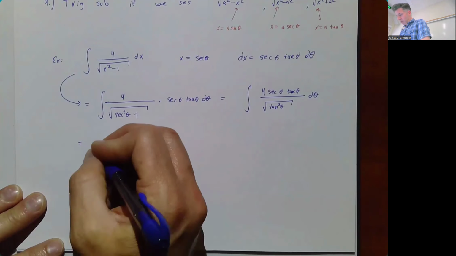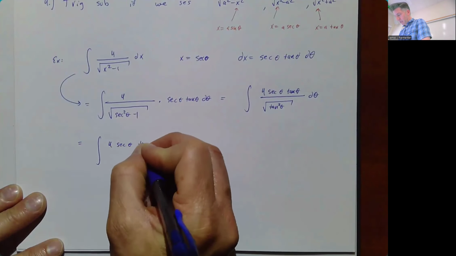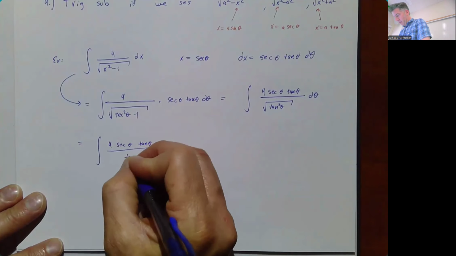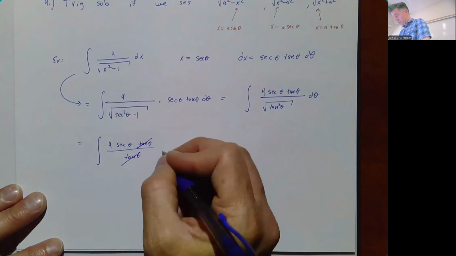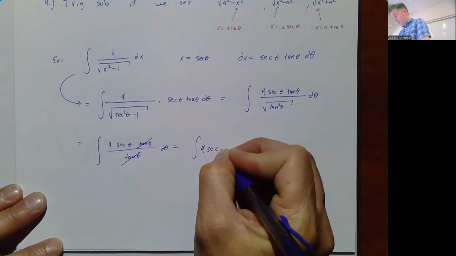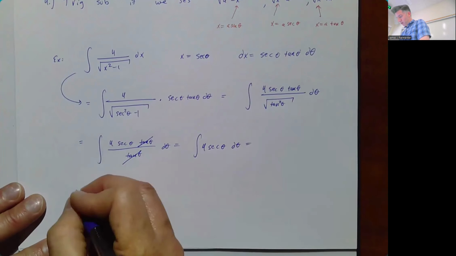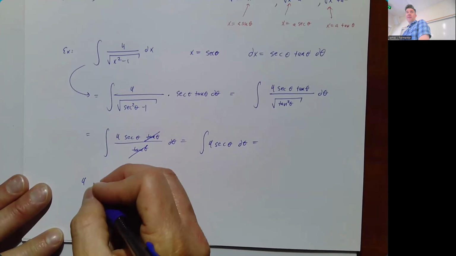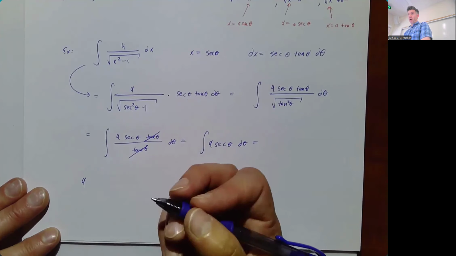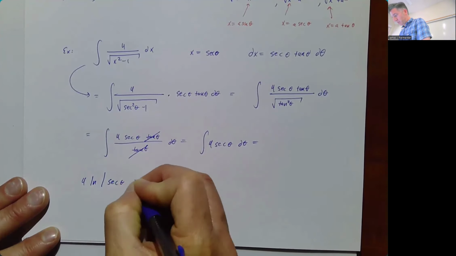So here we're going to get the integral of 4 times secant theta times tangent theta divided by tangent theta. And we're just going to cancel those tangent thetas. And then the integral of 4 times secant theta d theta, as I could have pulled the 4 out, is going to be 4 times the integral of secant theta, which is something you do need to memorize. It's going to be the natural log of the absolute value of secant theta plus tangent theta.